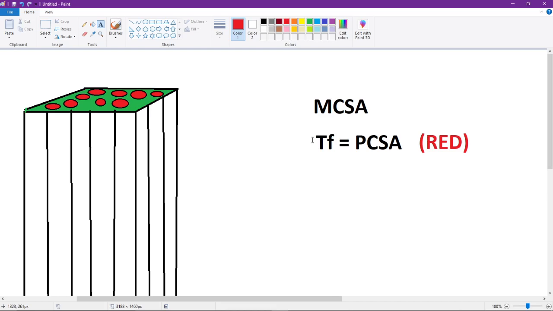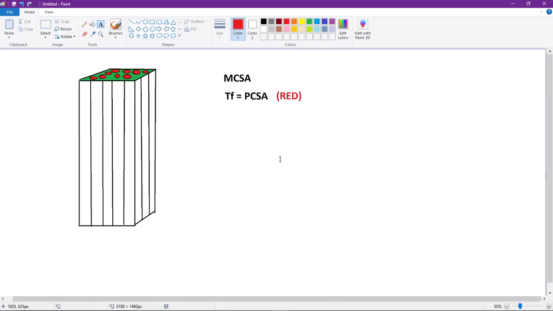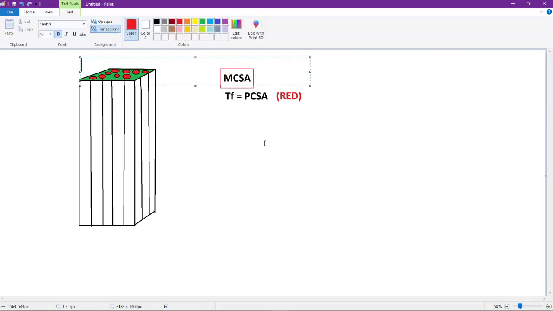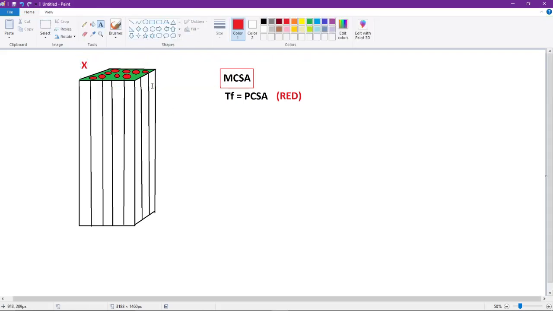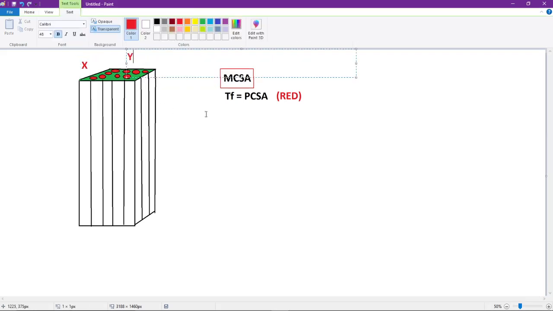So the more fascicles it has, the more PCSA, and the more tensile force it will make, simply. Now, if I take the MCSA into account for this parallel muscle, not the physiological area but the morphological area, I denote one side of the sectional area as, suppose, side X, and this side is the Y side.